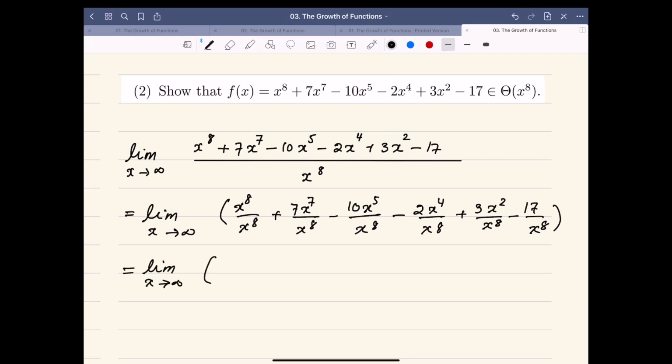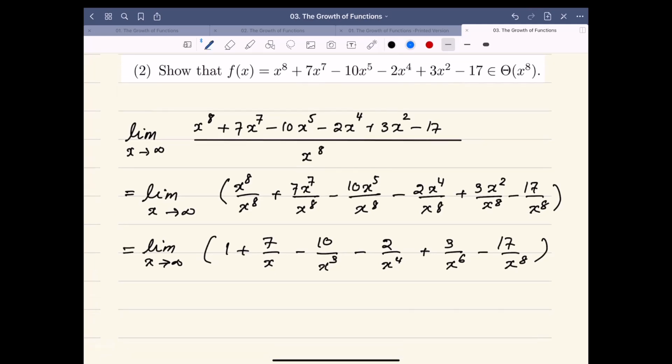So x8 over x8 will be 1, plus 7x raised to power 7 over x raised to power 8 will be 7 over x, minus, usually we take the difference of the powers. So here we have 8 minus 7, so x raised to power 1. 8 minus 5 is x raised to power 3. So it's going to be 10 over x raised to power 3 minus 2 over x raised to power 4 plus 3 over x raised to power 6 and minus 17 over x raised to power 8.